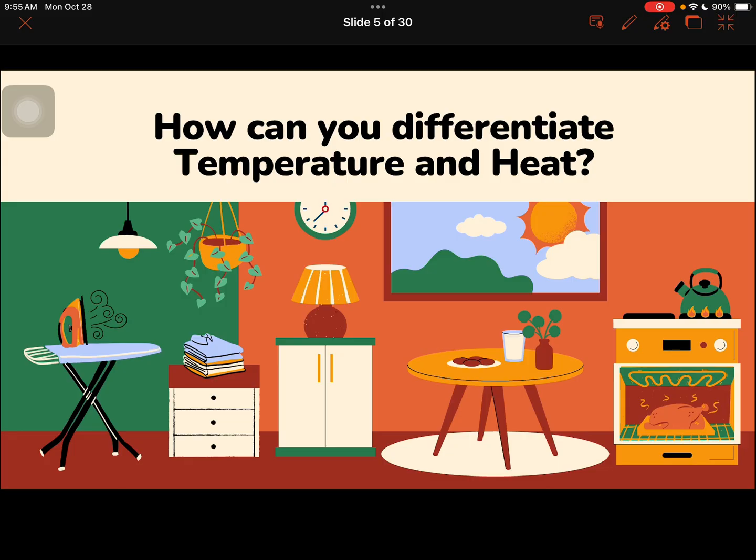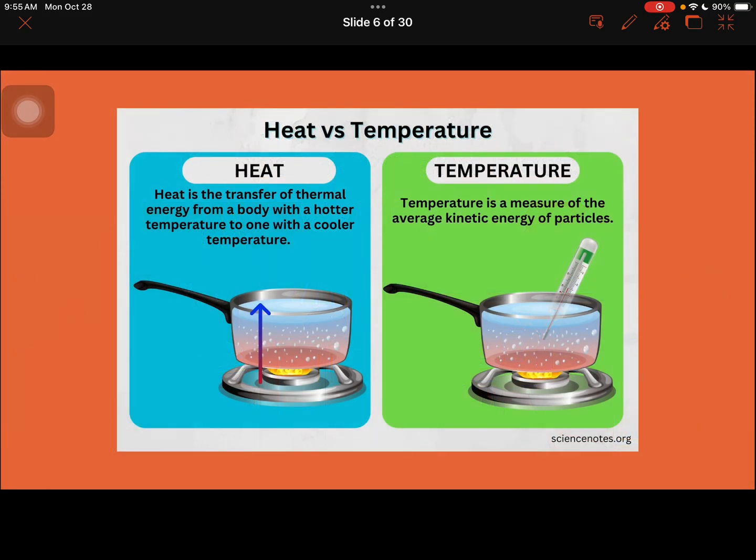So, how can you differentiate temperature and heat? Heat is actually the energy itself. So, heat po yung gumagalaw from a hotter body to a cooler body. While temperature is the kinetic energy or the movement of the particles within a system or body. So, magkaiba po ang dalawa, okay? Heat is the energy itself. Temperature is the kinetic energy or the movement of the particles within a body.